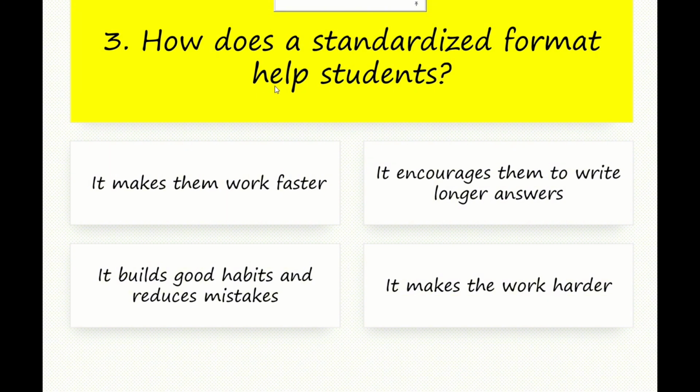Third question. How does a standardized format help students? Is it to make them work faster? It encourages them to write longer answers, it builds good habits and reduces mistakes, or it makes the work harder. The correct answer is it builds good habits and reduces mistakes.